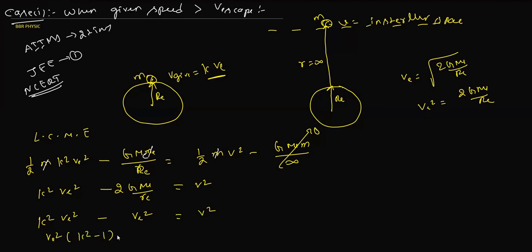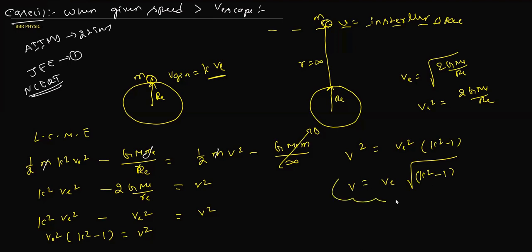K square minus 1 equal to what will we get? V square. Therefore, V square equals VE square times (K square minus 1), which we got. Therefore, V equals VE times the square root of K square minus 1. So K tells you how many times. This is a standard formula which you have to remember. By substituting this formula directly, we can solve whichever questions they ask you.